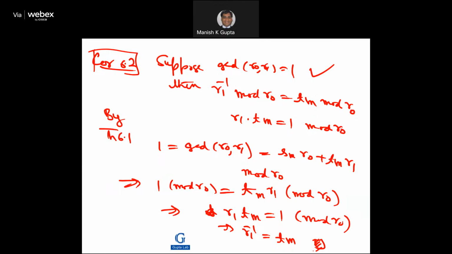This we have done anyway last time, right? So if GCD of R0, R1 is 1, there exists R1 inverse, which is Tm actually, right? Because R1 times Tm is equal to 1 mod R0.